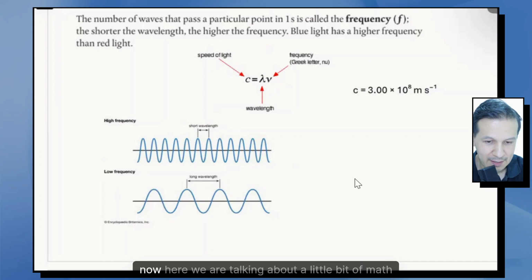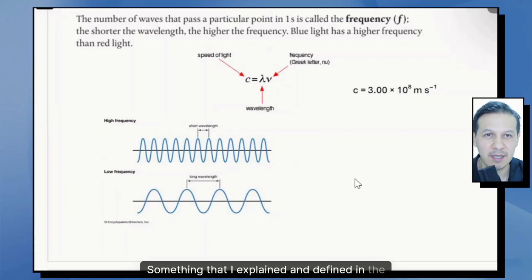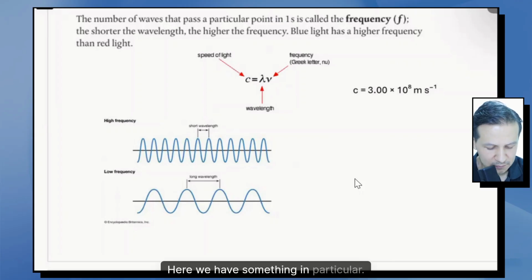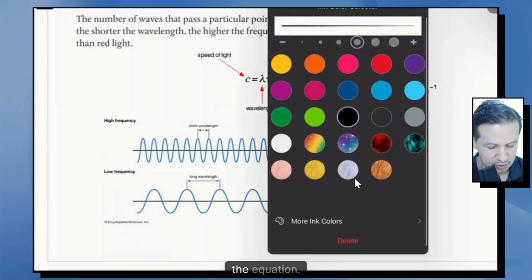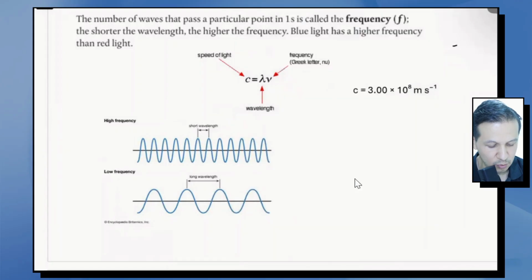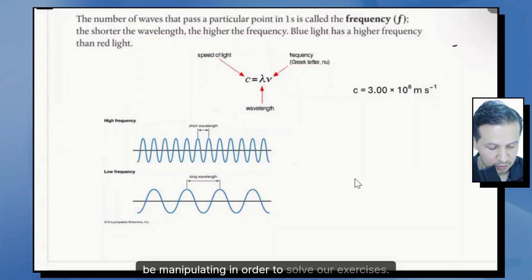Now, here we are talking about a little bit of math, or more the relationship between the speed of light, the wavelength, and the frequencies. Something that I explained and defined in the videos before. Here we have something in particular. It is the relationship, the equation, and this is the one that we will be manipulating in order to solve our exercises.